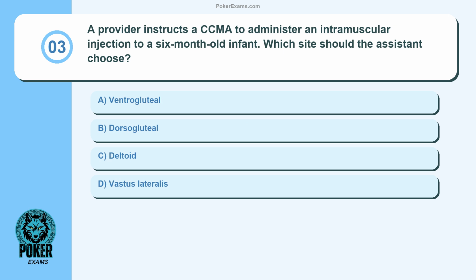Question 3. A provider instructs a CCMA to administer an intramuscular injection to a 6-month-old infant. Which site should the assistant choose? Ventrogluteal, dorsogluteal, deltoid, vastus lateralis.